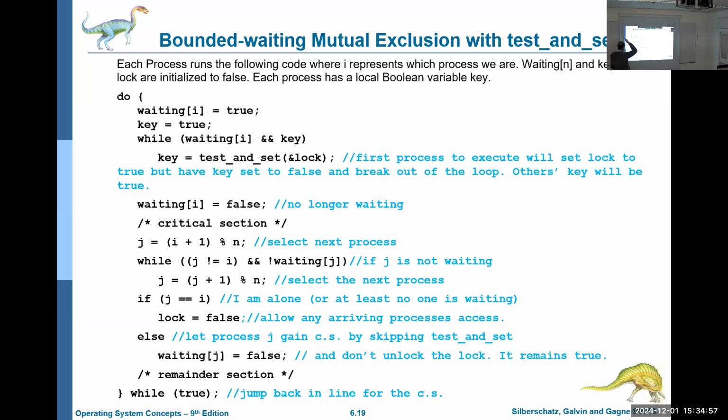Now I'll say, well, I'm no longer waiting. I'm in the critical section. So I'll say waiting[i] is false. So my key is false and my waiting is false. Everything is false, but I'm in the critical section.